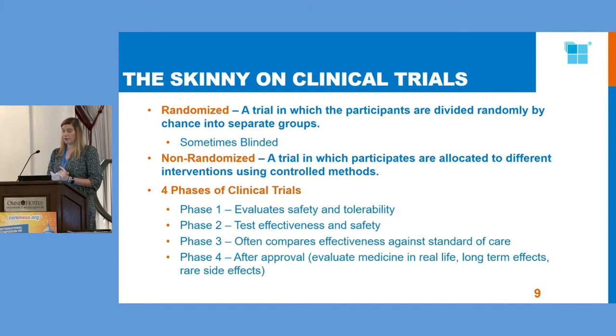Clinical trials have 4 phases. Phase 1 is early phase, and this is when they're basically just evaluating safety and tolerability. So like if we give you a medicine, is it safe? Is it going to cause harm? And can you tolerate it? Phase 2 then takes the medicine and gives it to more people and checks for effectiveness and safety. Phase 3 then compares that medicine to standard of care. So is this better than what we already have or not?